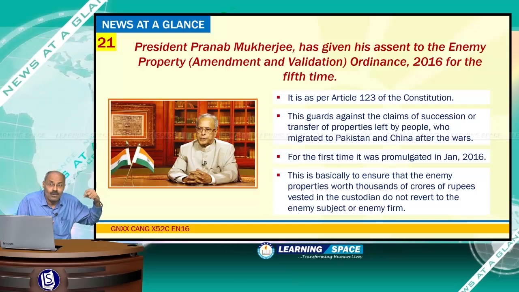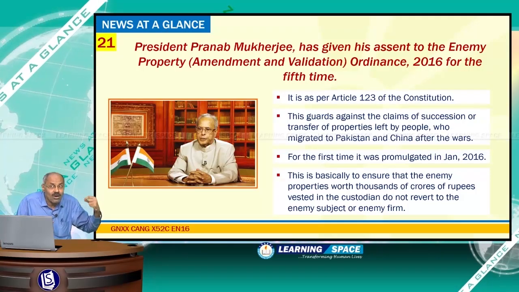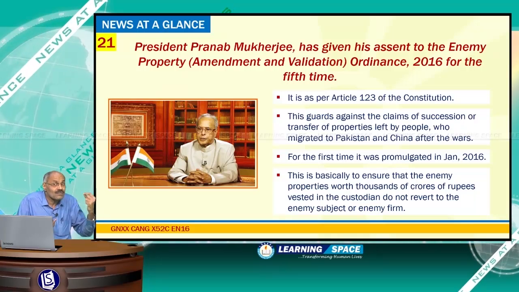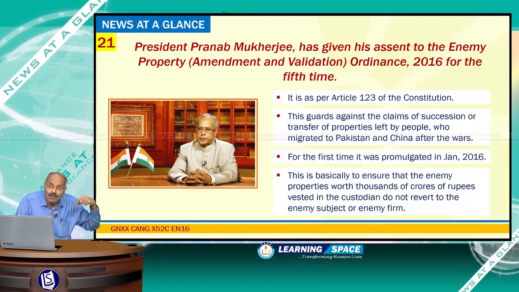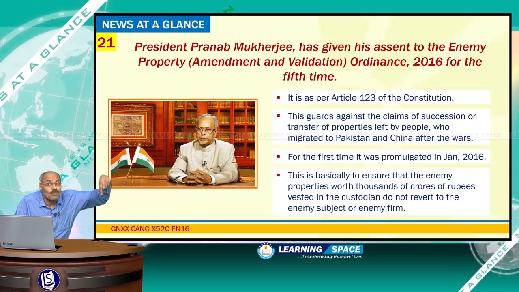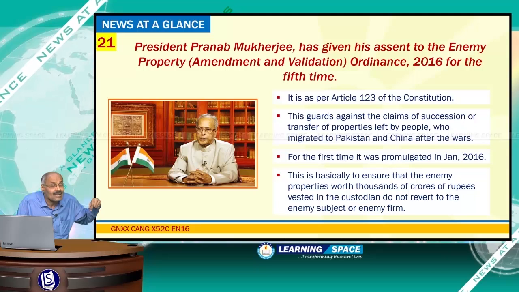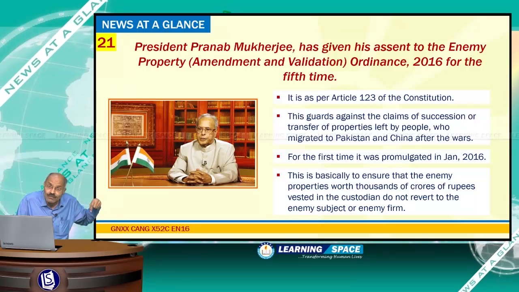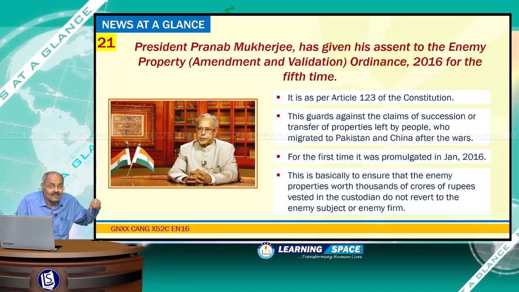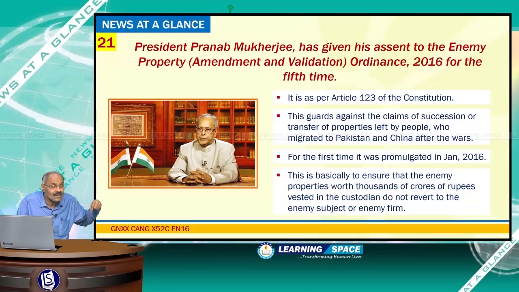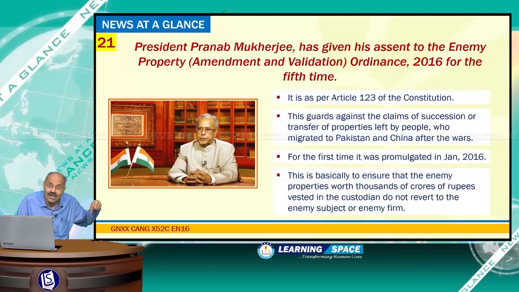And one important aspect is it guards against the claims of succession or transfer of properties left by the people who migrated to Pakistan and China after the wars. They cannot claim right over the properties they left behind in our country. But the bill could not be passed in Parliament. That's why the ordinance was promulgated for the 5th time.